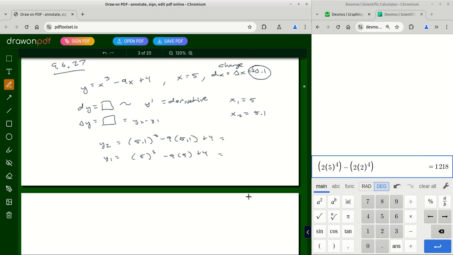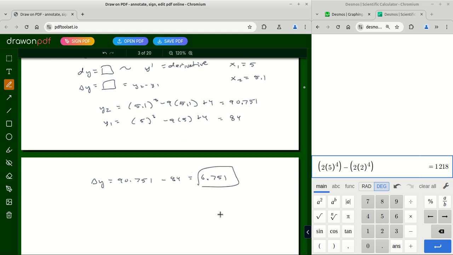And I want to get separate numbers for these. And I actually did. I know I have a calculator right there. Why don't you show me? Because I get bored. So there you go. My formula was supposed to be subtracting those two. So my delta y would then be the 90.751 minus the 84. And I got 6.751. There you go. Okay, cool. So that was part B. That was the easy one.